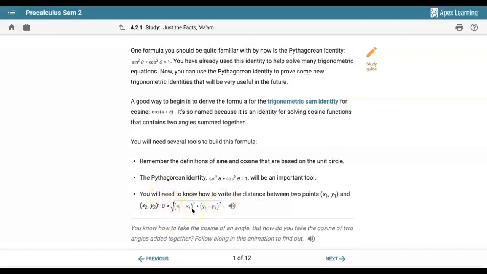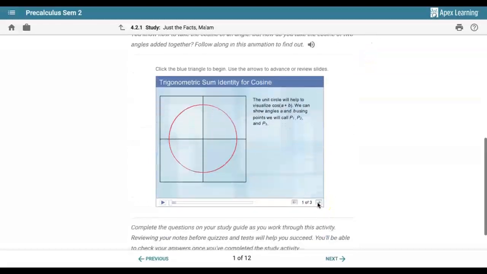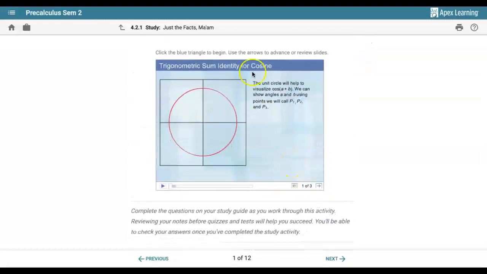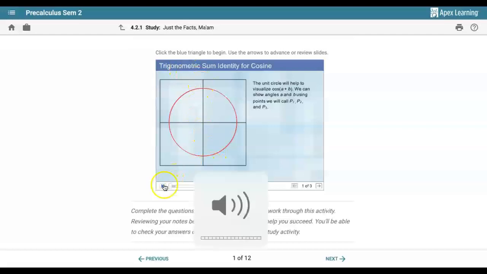Again, thinking a squared plus b squared equals c squared, we are solving for one of those. And in order to get our a and our b, we have to take the difference between the 2 points. So let's take a look here to identify our trigonometric sum identity for cosine.